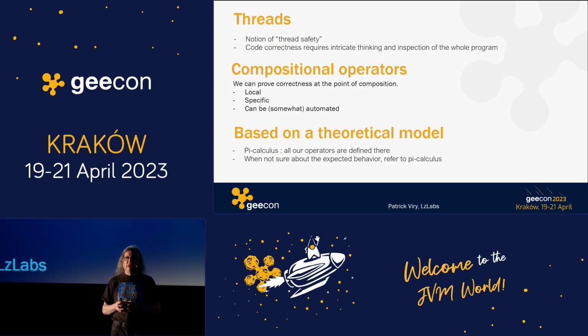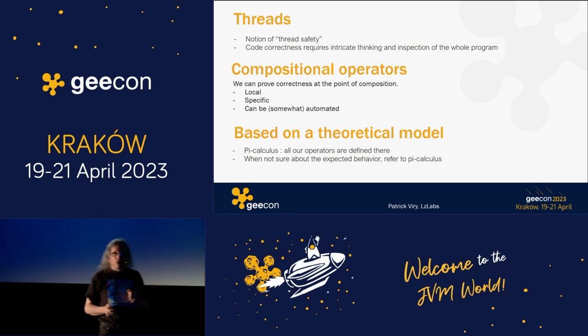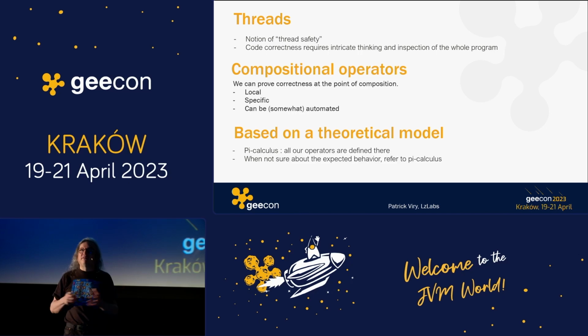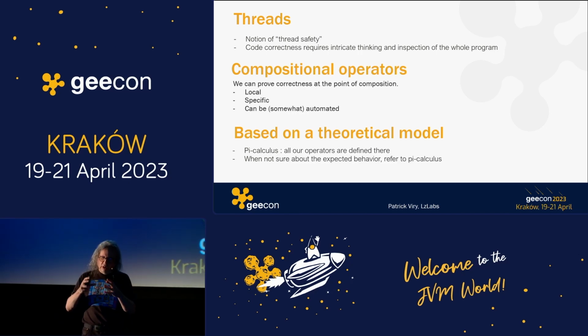We need to prove that one given composition is safe. We do not need to prove that a given method in any context is safe. So this is way too much, and it's also very difficult to prove. When you want to check correctness of a threaded program, you need to basically look at the entire program. You cannot make a local proof. You need to look at everything.